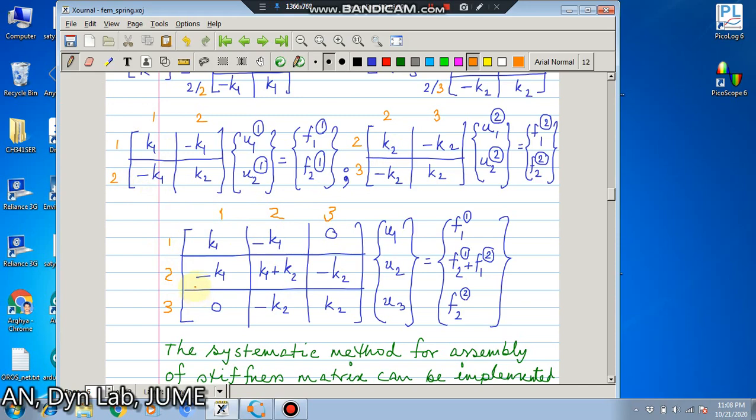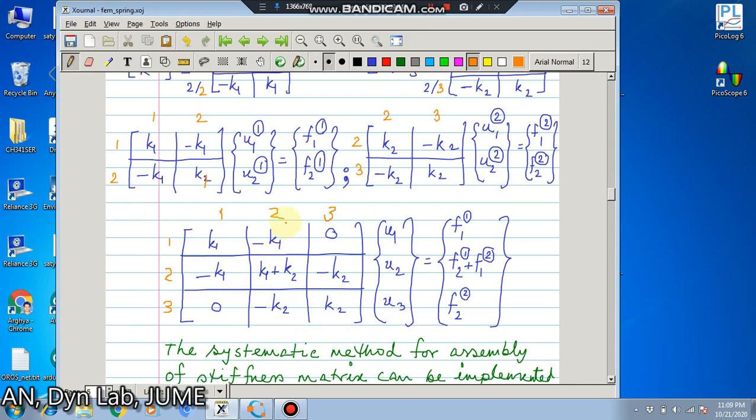So 2, 1 will come from here, so minus K1. But in 2, 2, there will be a contribution from here and a contribution from here, so in 2, 2 we'll put K1 plus K2. In 2, 3, there will be contribution only from here, so we put minus K2 in 2, 3. In 3, 1, meaning row 3 column 1, there is no contribution from either of the elements. But 3, 2 is not from here but from here, and 3, 2 is minus K2. So in 3, 2 we put minus K2, and 3, 3 is also from here, so we put K2. So this is your system stiffness matrix.